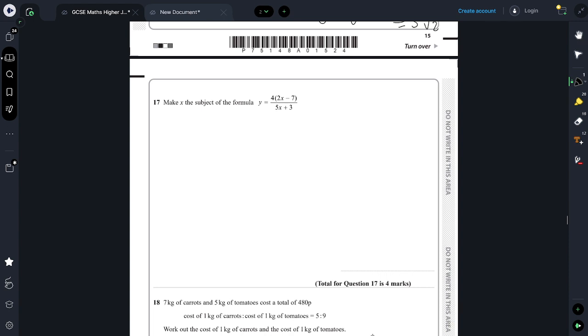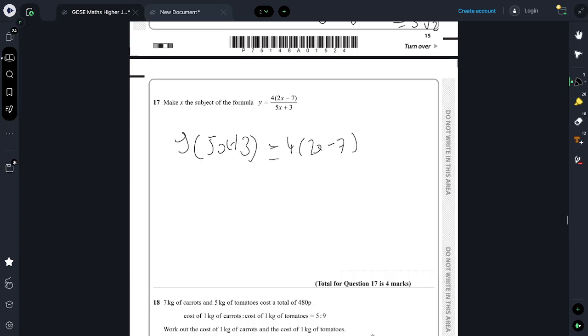Question 17. Make x the subject of this formula. So again, subject of the formula. It's a fairly common question, and if you practice rearranging formulae, this shouldn't be too bad. So the whole idea is we need to get x in terms of y, so x on its own. But obviously there's a bunch of x's here and y is on its own. When you're dealing with a fraction, the best thing to do is to times across. So y lots of 5x plus 3 is going to be 4 lots of 2x minus 7.